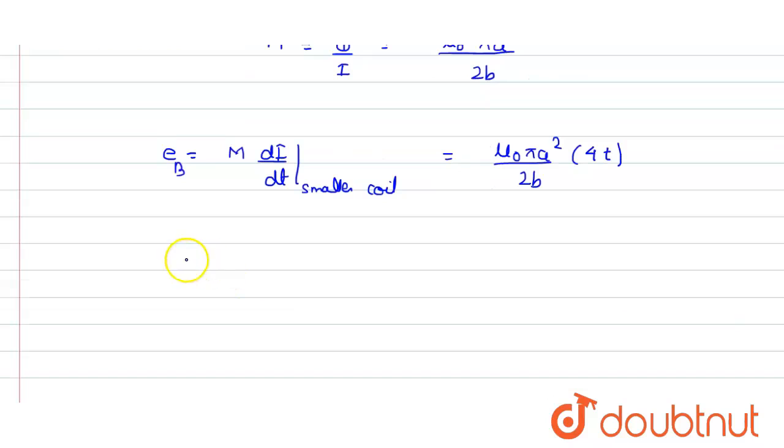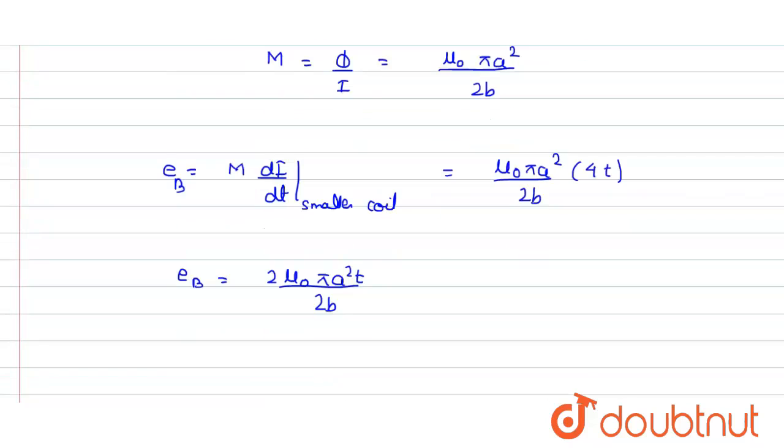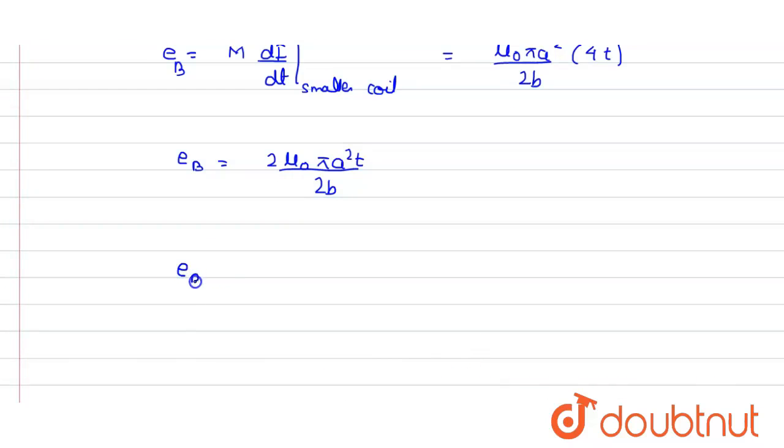So the EMF which is induced in the bigger coil would be equal to 2 mu naught pi A squared t divided by 2B. Now this is the EMF which would be induced. Now this EMF would be dropped in the capacitor as well as in the resistor. So we can say that this EMF would drop in the resistor.